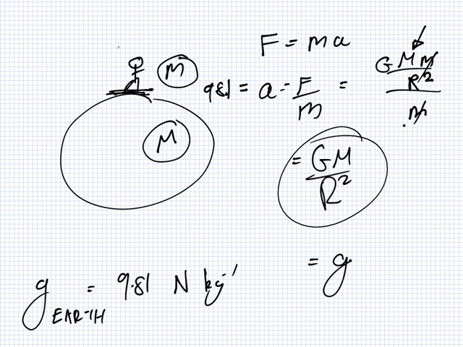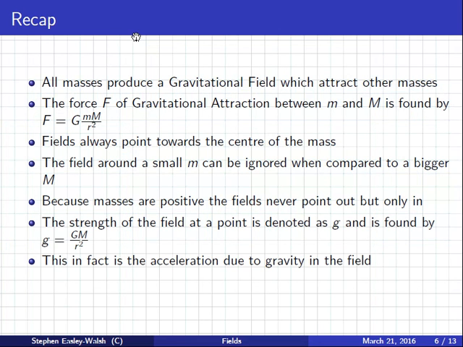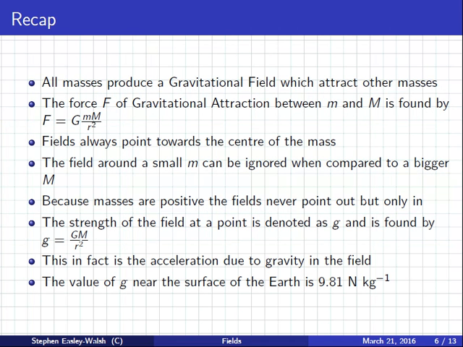Now, of course, what happens if I am at a height? Is it still 9.81 newtons per kilogram? No, it's reduced because this was for the Earth, which is bigger. So, in other words, the strength is also an acceleration. And the value of g near the surface of the Earth is still 9.81 newtons per kilogram. Yeah? Okay, so this is just a summary of what we were talking about so far.